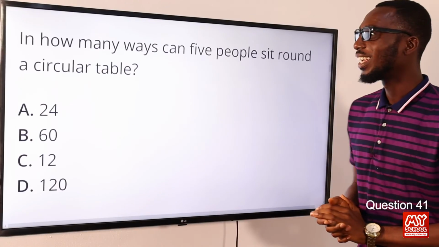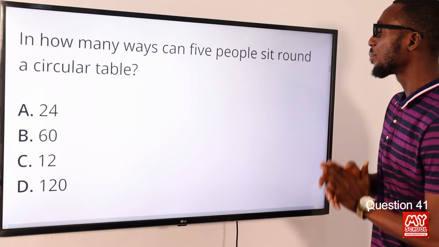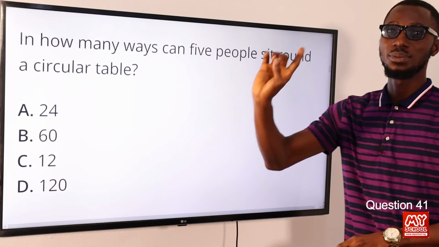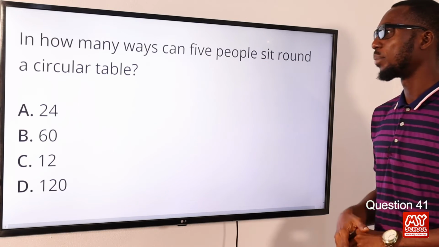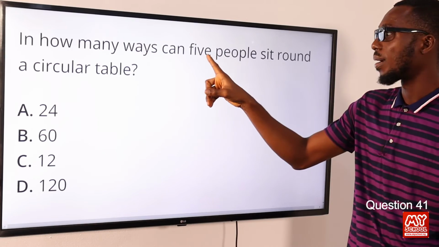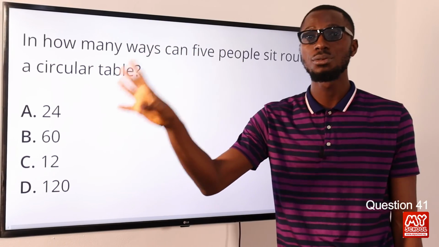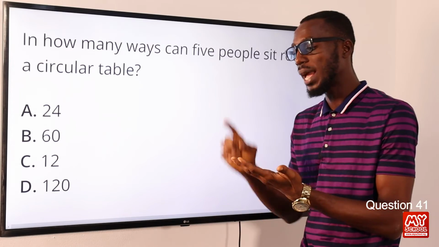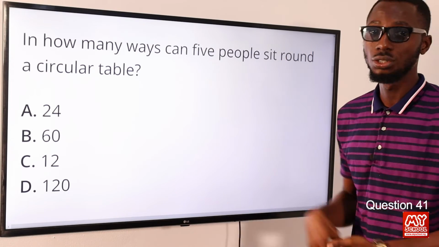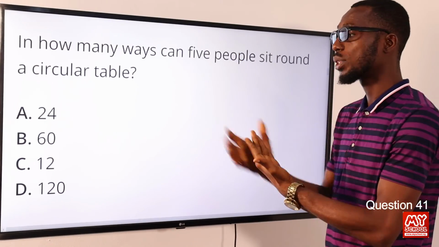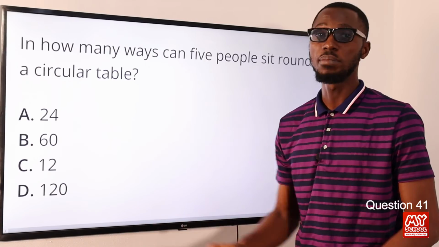Question 41. In how many ways can 5 people sit around a circular table? Let's just take it that one person has to sit, so we have 4 people left. Or you can just use this formula, n minus 1 factorial. The number is 5, so 5 minus 1, that is 4 factorial. What is 4 factorial? 4 times 3 times 2 times 1. 4 times 3, 12. 12 times 2, that is 24. 24 times 1, that is 24. Option B is the correct option.